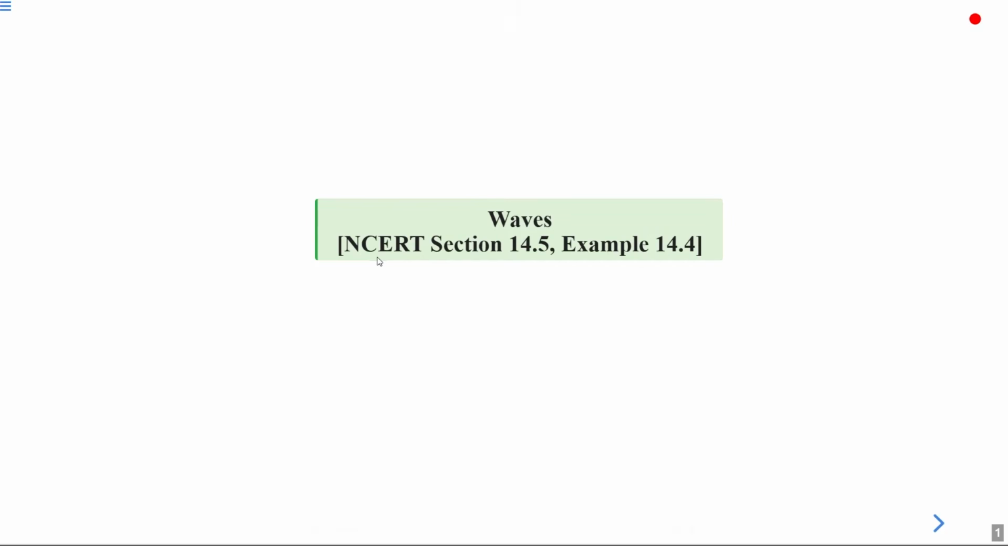Hello students, in today's lecture we are going to learn about waves. In this lecture we will cover NCERT section 14.5 and we will also solve an example 14.4.